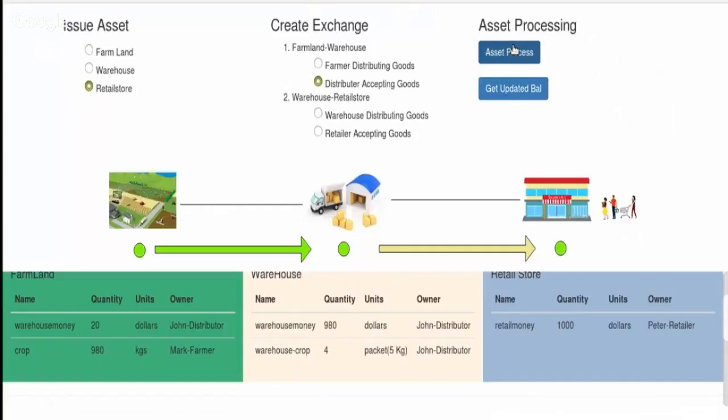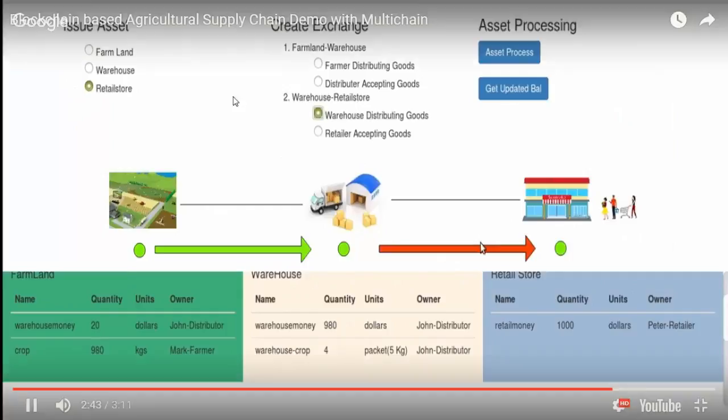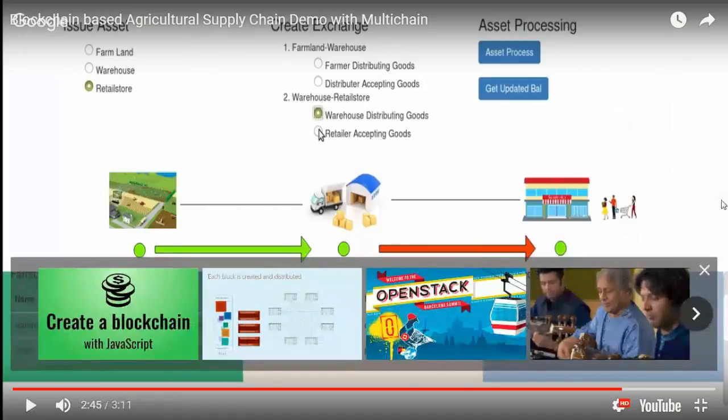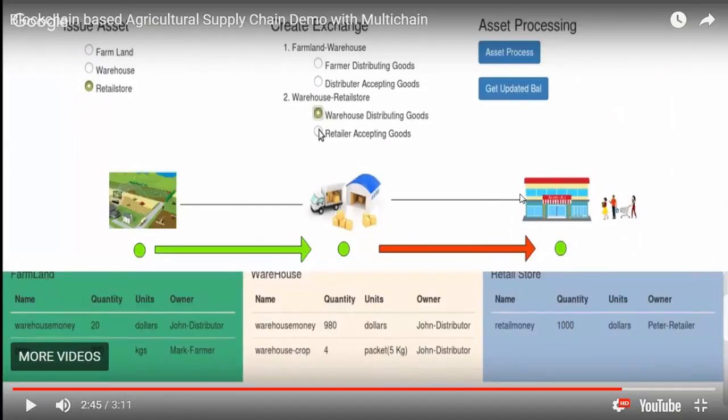If you can see now, the ledger on the farmland and the warehouse has been updated. The crop was earlier 1,000 kgs, but now it has become 980. It's slightly hidden here. So for the farmer it becomes 980 and he gets $20 in return. Basically he sells at $1 per kg, and the warehouse guy also accepts that.